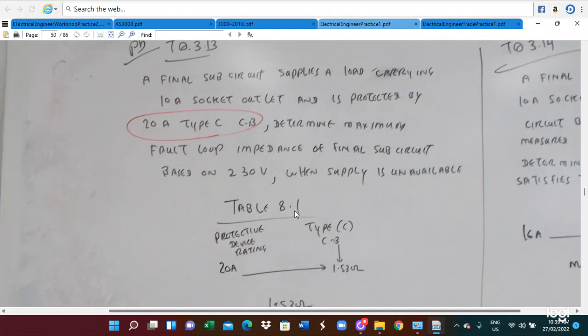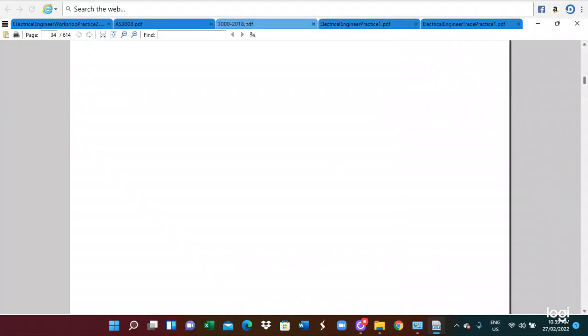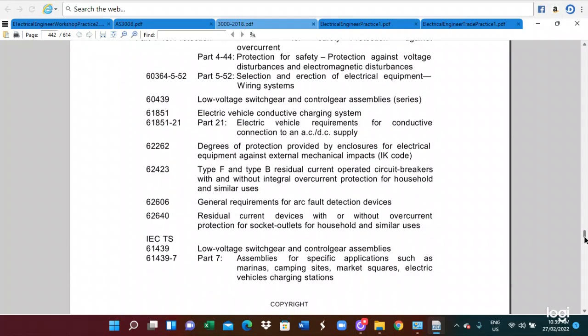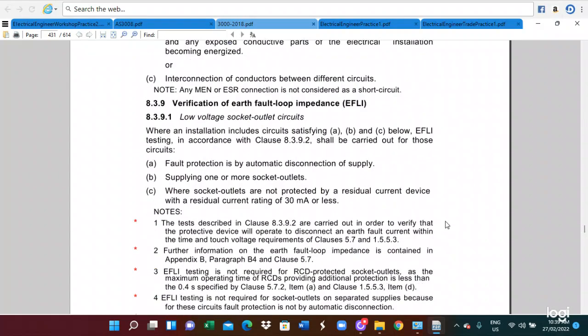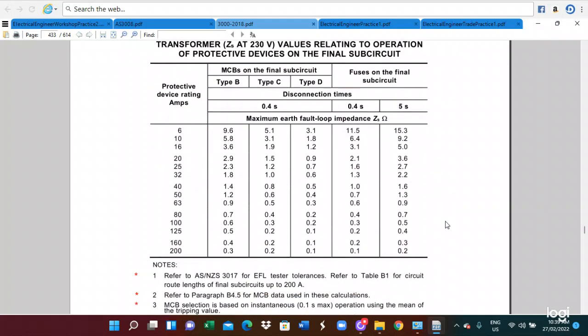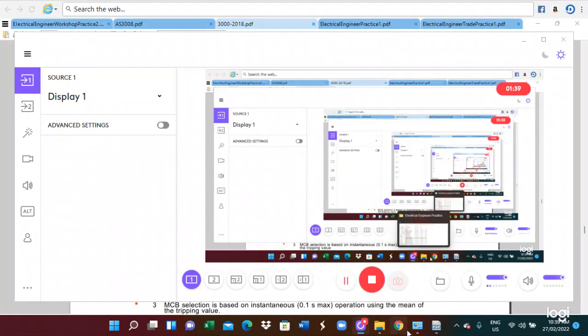So in this case, I will refer to Table 8.1 of the AS3000. We look at Table 8.1 of the AS3000, so we refer to the AS3000 rule and we find the table 8.1. You can see that this is Table 8.1 here. Here is the Type C circuit breaker.